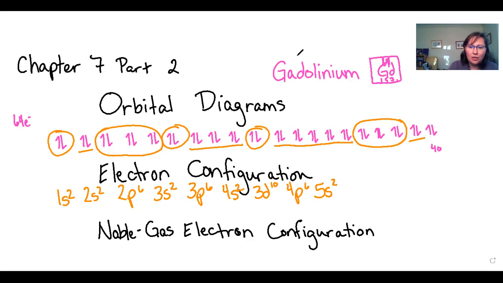Now after 5s2 comes 4d. And let's see if we can get 10 out of it. All right. So here we had said we were at 40. So 41, 42, 43, 44, 45, 46, 47, 48. So 48 will get us to 4d10. Okay. And then we're up to 5.